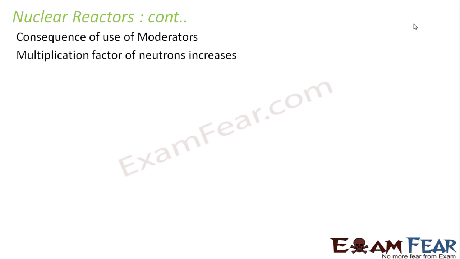Now what is the consequence of the use of moderators? Let us suppose I have used these substances so that they can elastically collide with the neutrons and slow them down. So what will be the consequence of the slowing down of the neutrons? The consequence will be that each of these neutrons will now be capable of hitting the next target. So the multiplication factor of neutrons will increase.